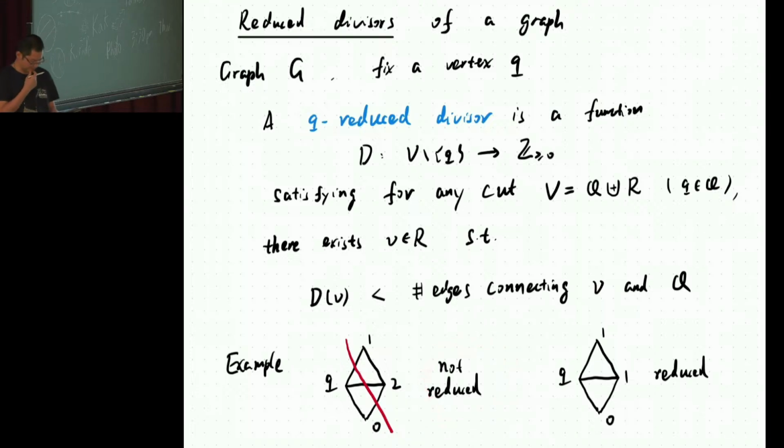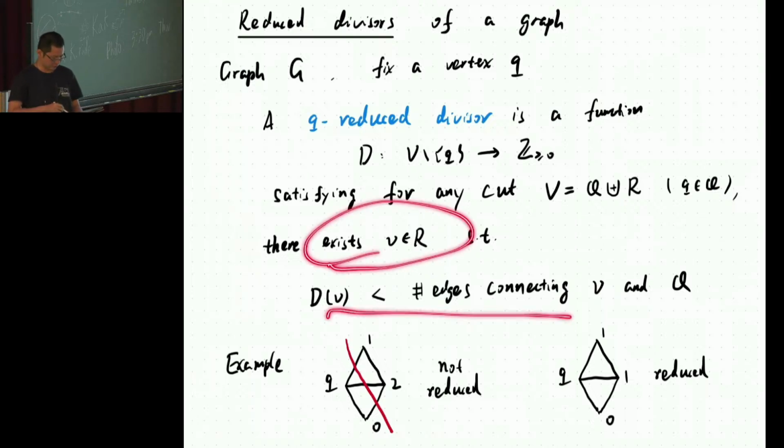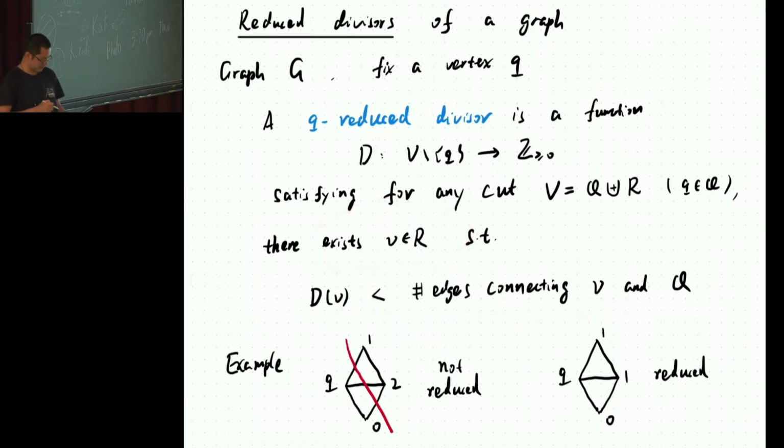Then you need to do some exercise. So it's for any cut there exists. You take the negation, you will get there exists a cut here. This is the cut. So I want to show that if for any V this is true, that it will be reduced. But now I claim that's false.